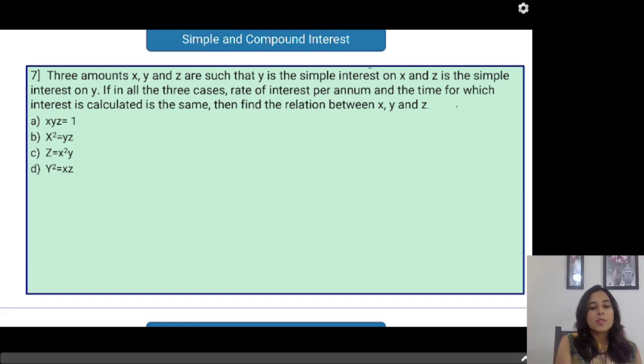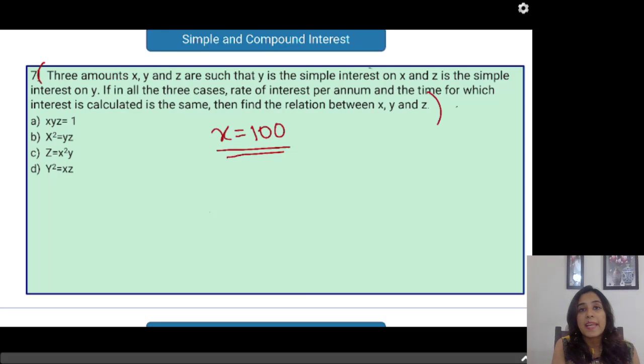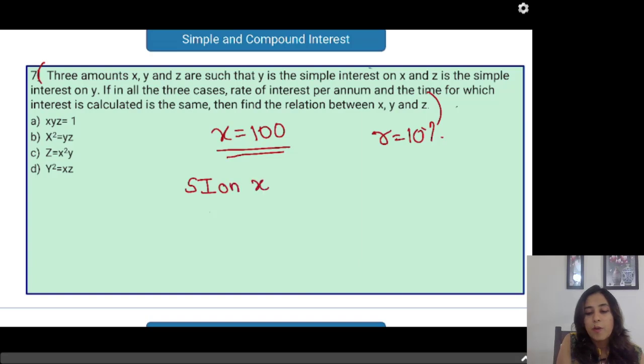Alright, now this question is all about assumptions. So either you can check each and every option or you can assume the values of x, y and z. So let us assume that x is 100. We have the rate of interest, which is also another assumption, as 10%, because it is the simplest to assume the rate of interest as 10% calculation-wise. So now I get the simple interest on x for a year at 10% as rupees 10.